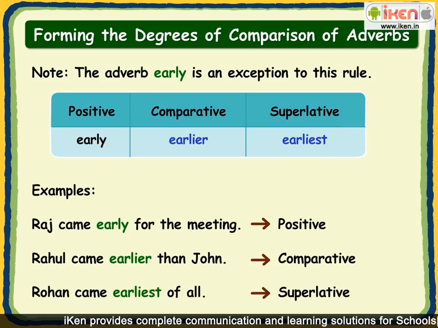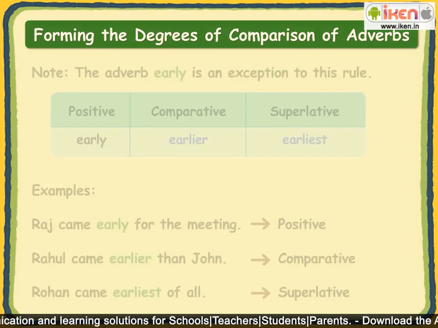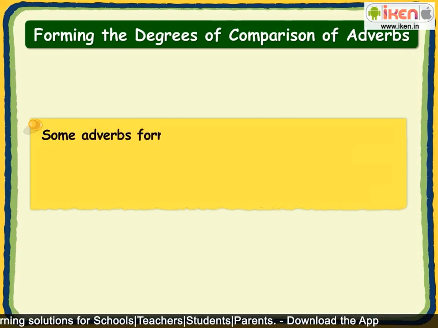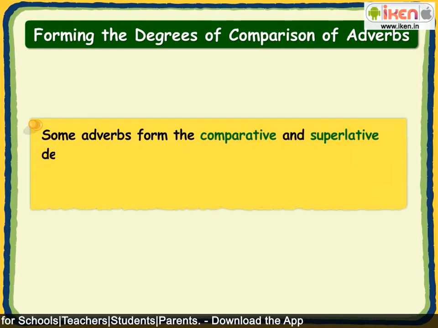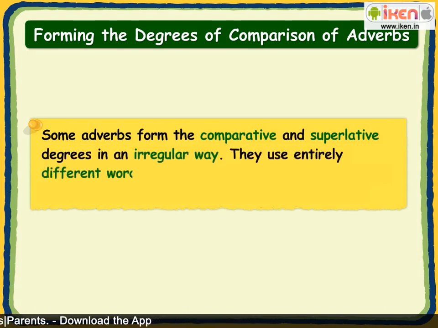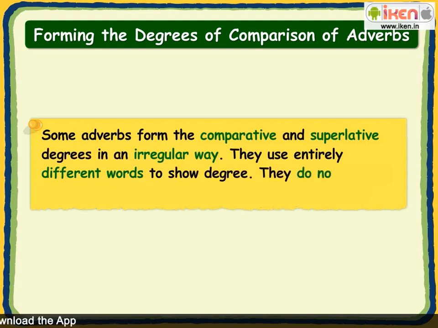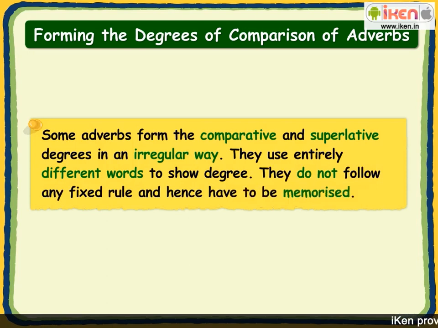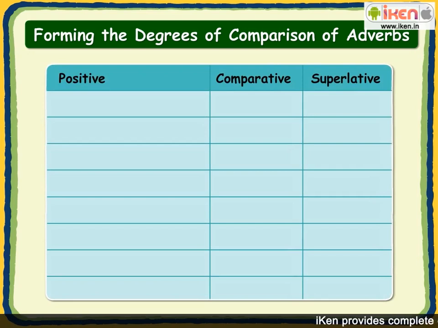The earlier two methods show the formation of the comparative and superlative degrees using the regular methods. However, some adverbs form the comparative and superlative degrees in an irregular way. They use entirely different words to show degree. They do not follow any fixed rule and hence have to be memorized. The following table gives a list of the adverbs that form their comparative and superlative degrees using different words.